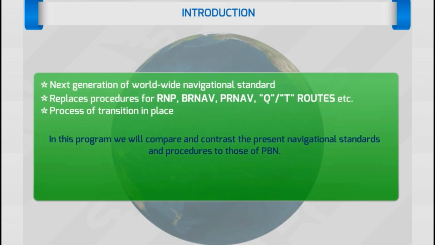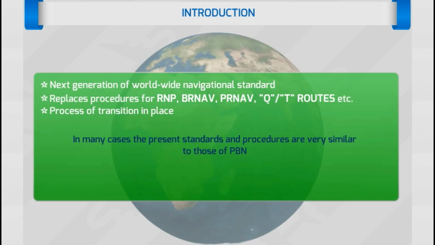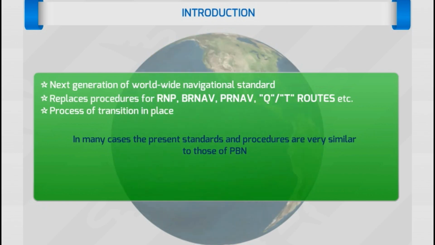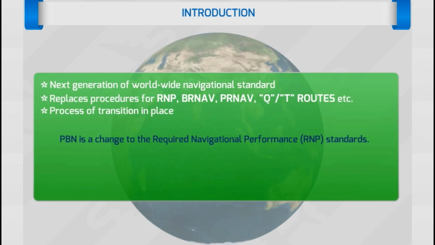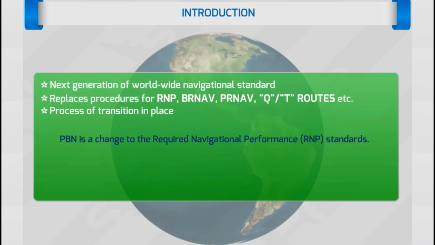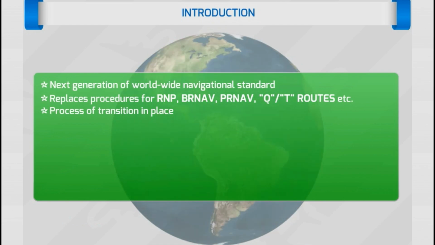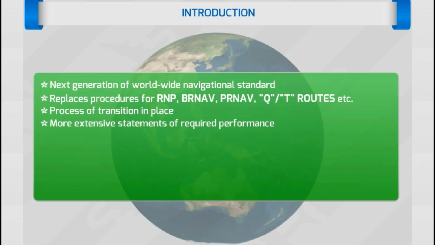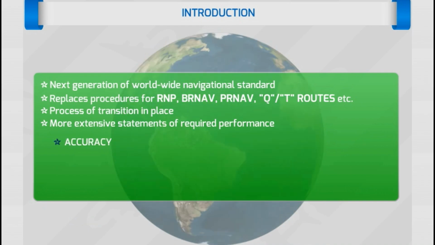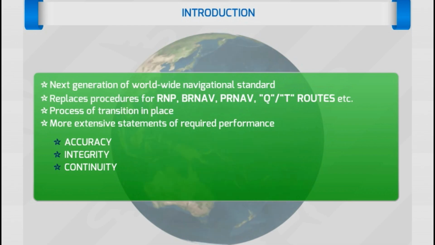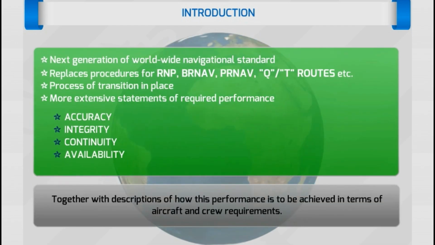In this program, we will compare and contrast the present navigational standards and procedures to those of PBN. In many cases, the present standards and procedures are very similar to those of PBN. PBN is a change to the required navigational performance, RNP standards. Significantly, it is a move from a limited statement of required performance accuracy to more extensive statements of required performance in terms of accuracy, integrity, continuity, and availability, together with descriptions of how this performance is to be achieved in terms of aircraft and crew requirements.